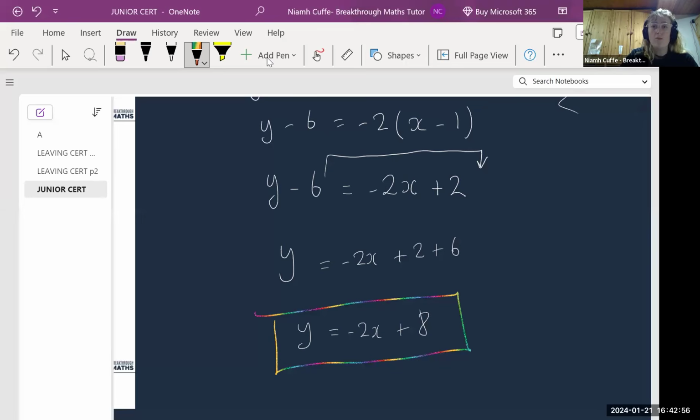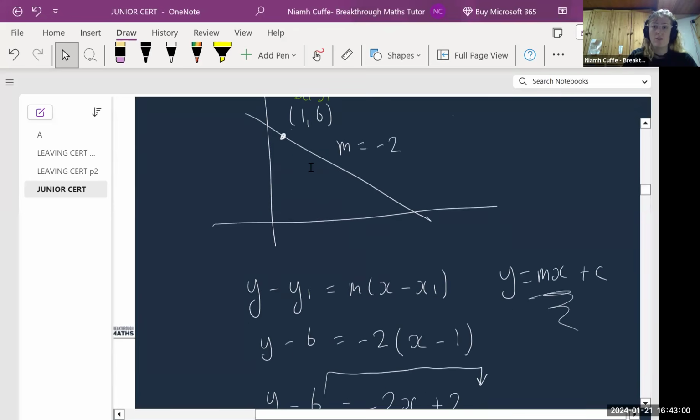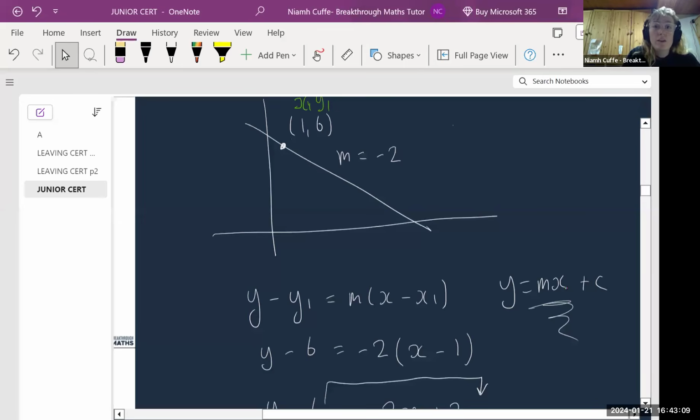So if you have a point on the line, and if you have the slope, then you can find the equation of the line using this formula. Okay. And why is it -2? Because why is the slope -2? Sorry.